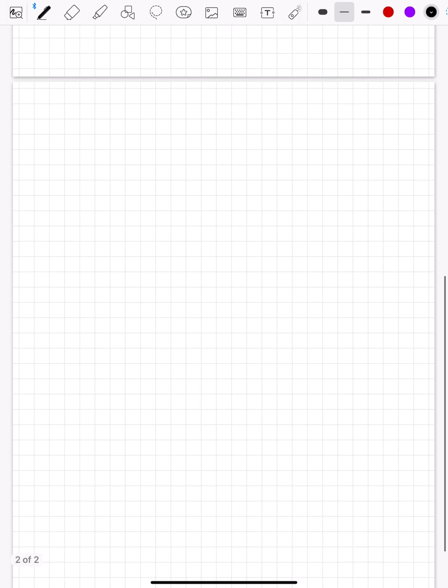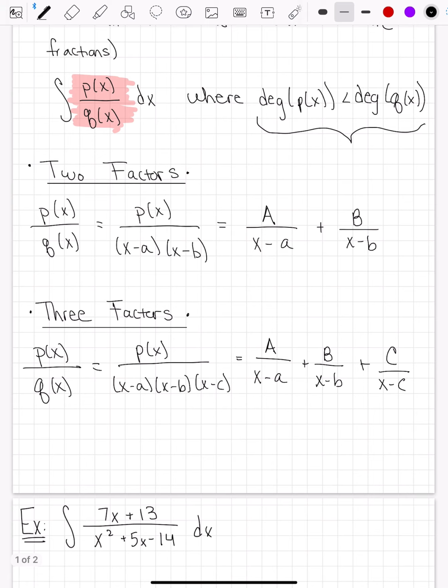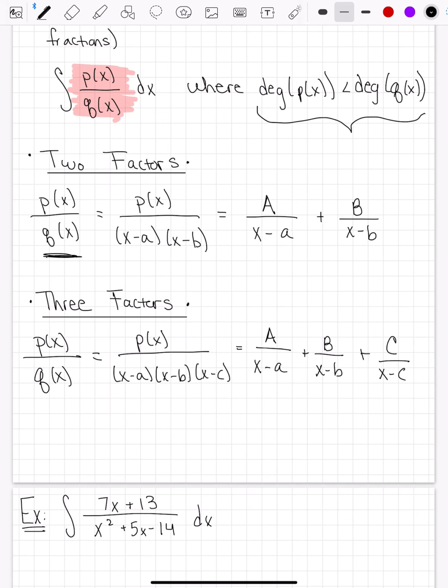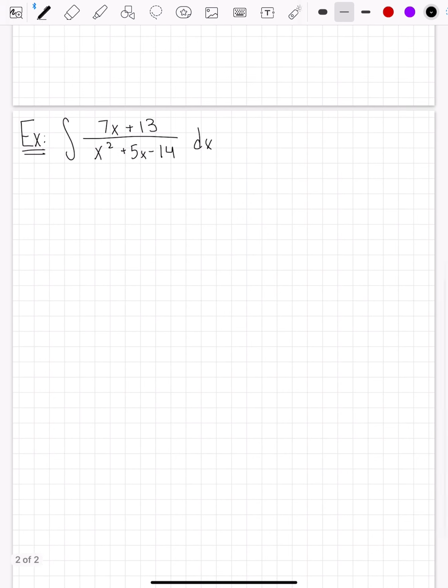So let's do an example. It's going to be the integral of 7x plus 13 all over x squared plus 5x minus 14. Again, our job is to take what we're given and factor the denominator. So that's what we're going to do. We need to take the denominator out.